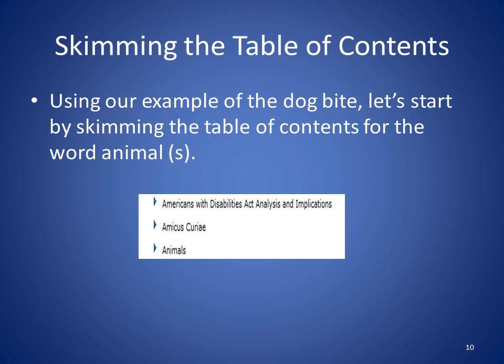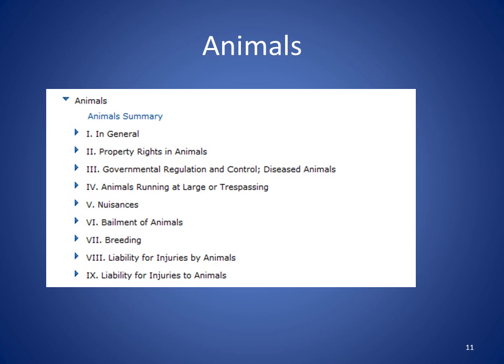Click on the blue arrow next to animals. By opening this topic, you can see a summary that might be useful in addition to an area that looks immediately relevant: Section 8, Liability for Injuries by Animals. I would read the summary and Section 1 in general to orient myself to the topic and the resource before delving into the narrow area I think is on point.